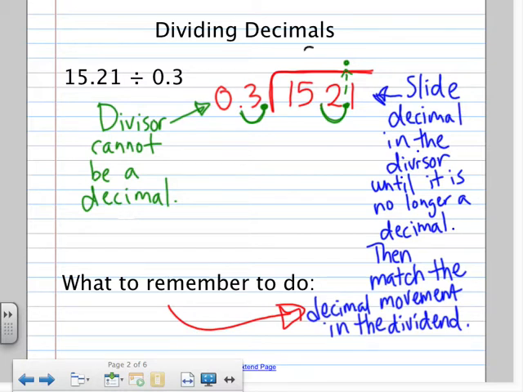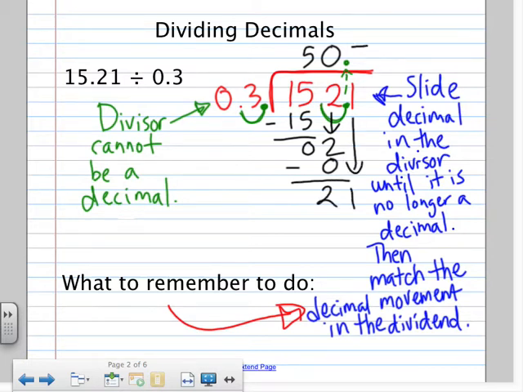I'm doing 3 into 15, goes in 5 times, I subtract, I bring down my 2. 3 doesn't go into 2 at all, so don't forget to put in the 0 when it doesn't go into it at all. Then bring down the 1, finally, 3 goes into 21, 7 times, and that's my answer, 50.7.